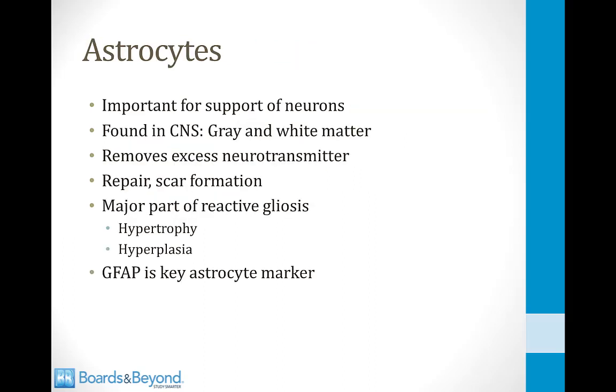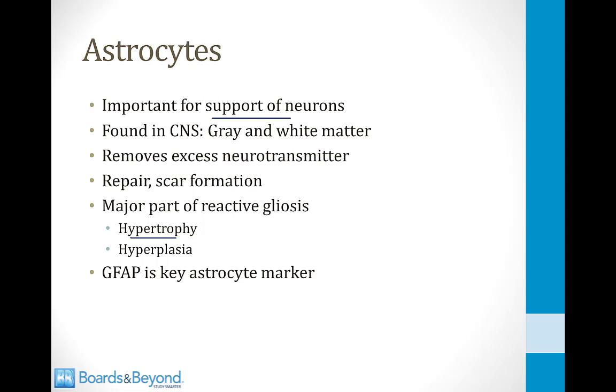These are very important cells for supporting neurons. They're found in the central nervous system in the gray and white matter. They have a lot of cleanup duties. They pick up extra neurotransmitters. They're responsible for repair and scar formation. And they're a major part of reactive gliosis that occurs in response to injury. So they will hypertrophy and undergo hyperplasia when the central nervous system gets injured.